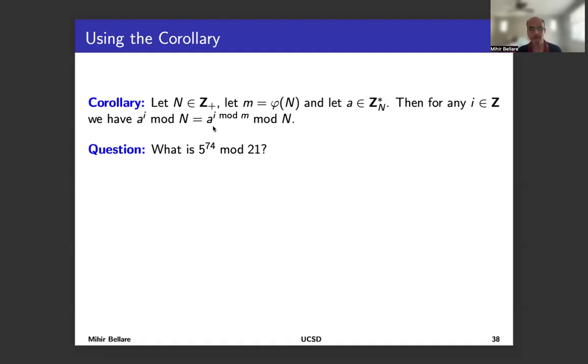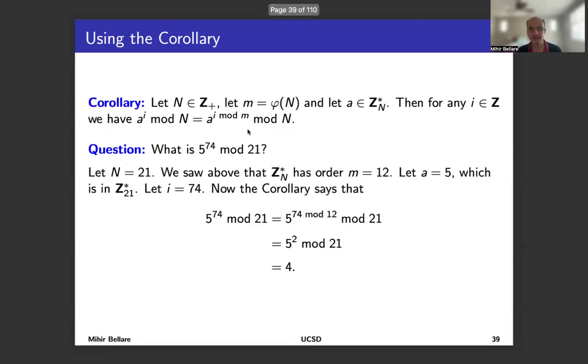But what if we were more astute and tried to use this? If we did that, what we would see is we could let n in the corollary be the number 21. And now we can see A as being 5, and so we have matched to this. I now would be 74.